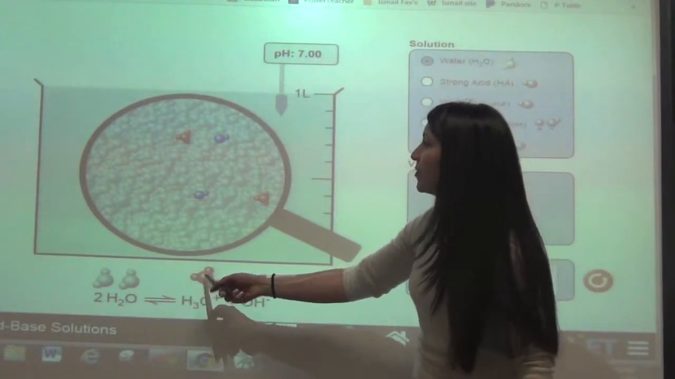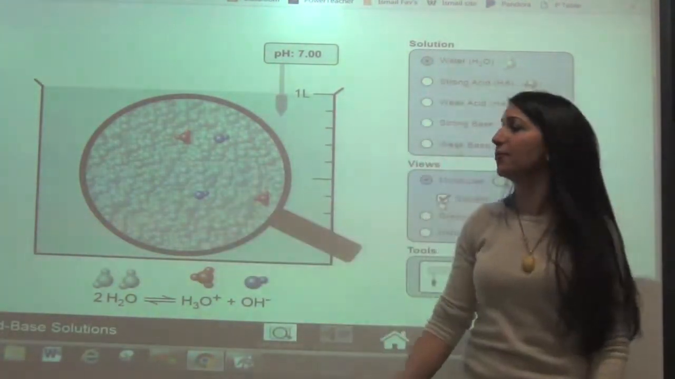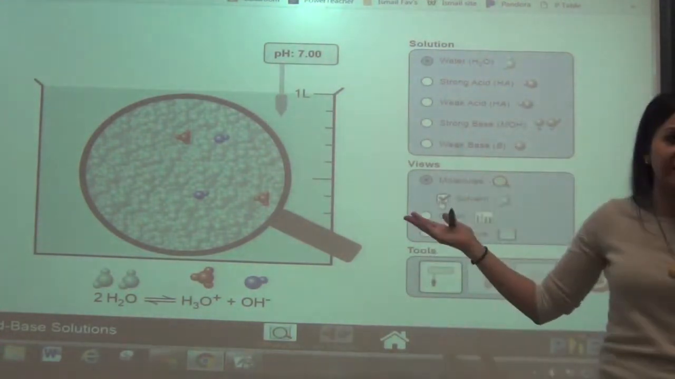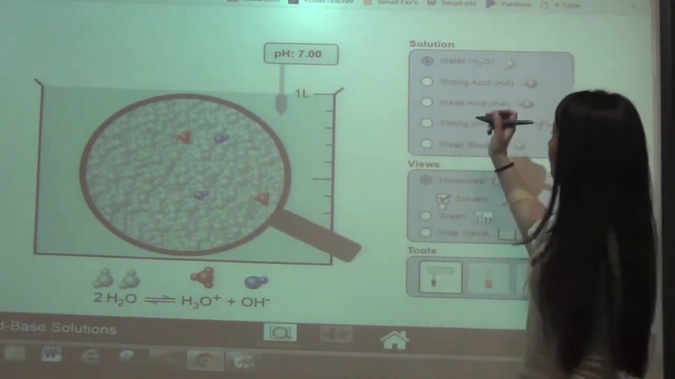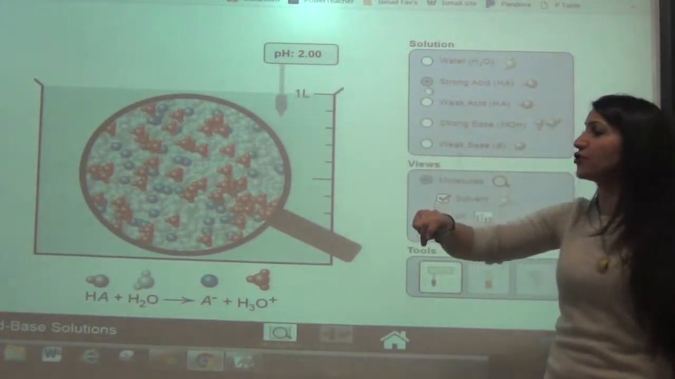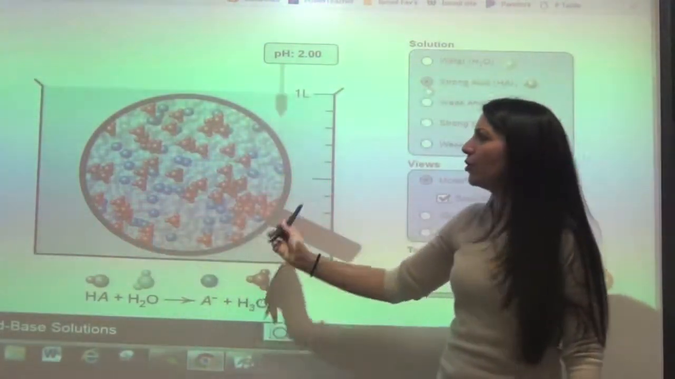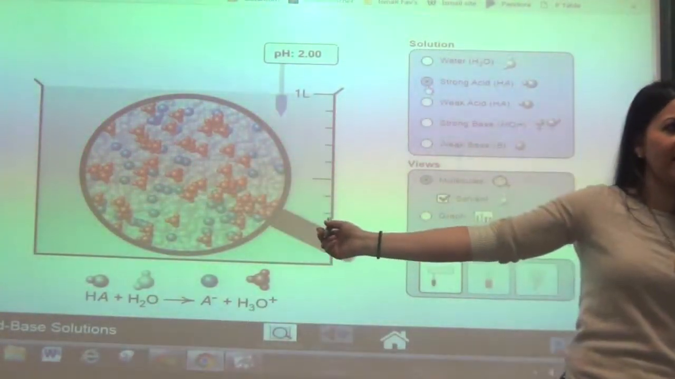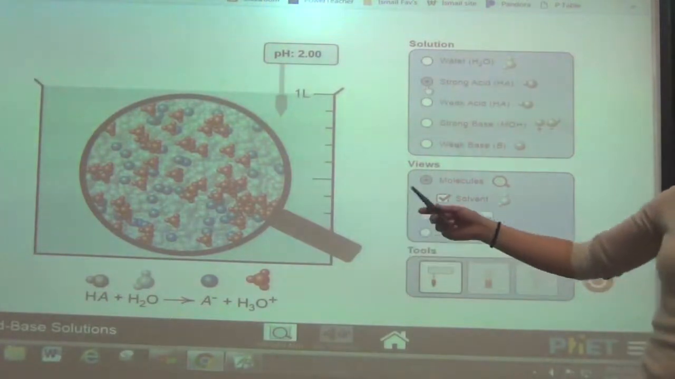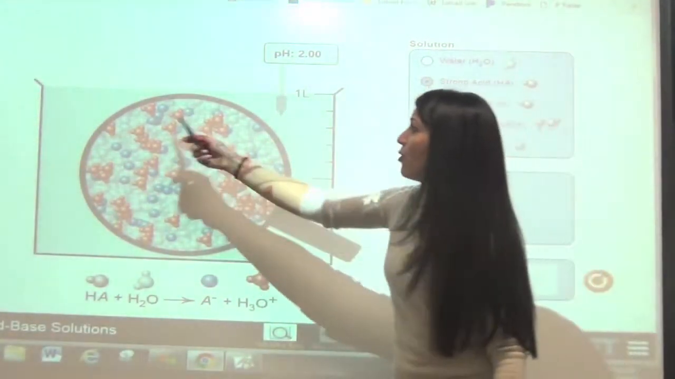Now we can see our H3O plus, these are the red guys right here, and then our hydroxide is the blue that's in there. And right now, everything is equal in concentration. So if we had something like a strong acid, we can check to see now the pH just changed to 2.00. Well, we have a lot more reds in here. What is the red representing? Yes, that's called the hydronium ion.